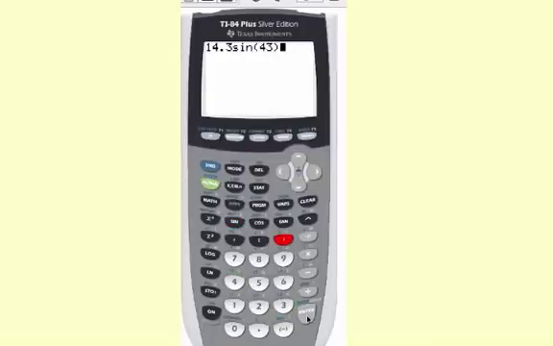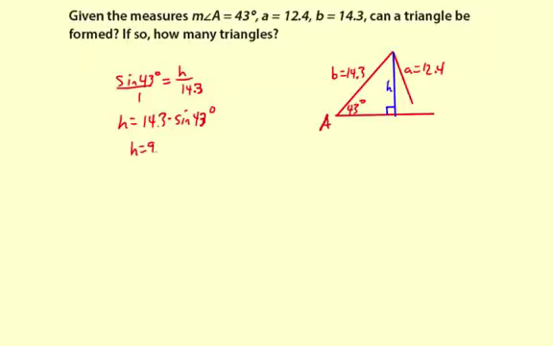So 14.3 times the sine of 43 degrees is 9.7525, and so on, so we'll just call it 9.8. So let's take a look. This a, the 12.4, is longer than the height, which is 9.8.